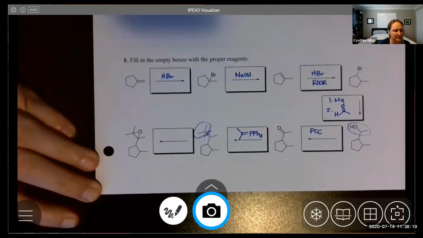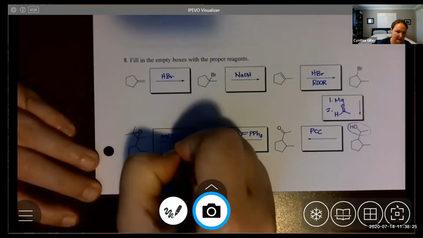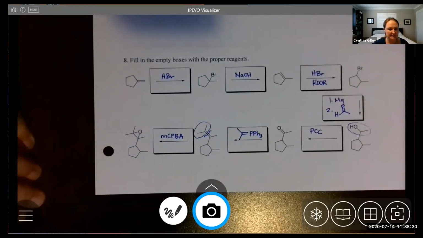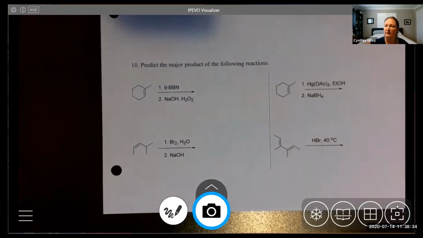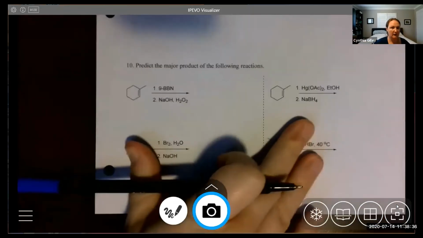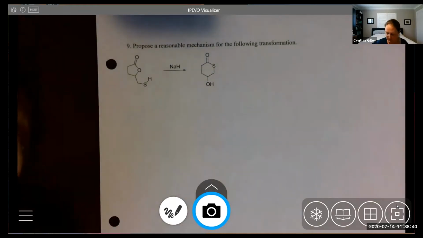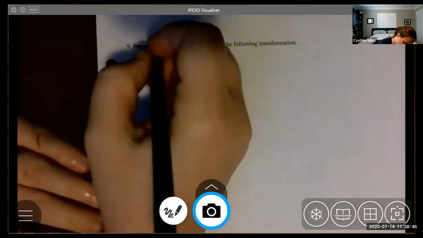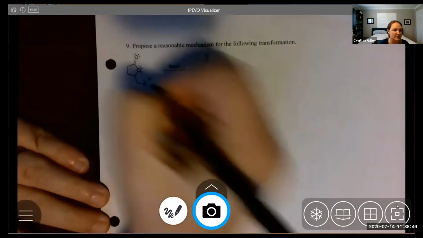Wittig reaction. And then the last step is the oxidation, so mCPBA or bromine water followed by sodium hydroxide. Okay. Now we're going to be proposing a mechanism, right? So, and then probably if we want to draw a mechanism, we should go ahead and throw in all those lone pairs.